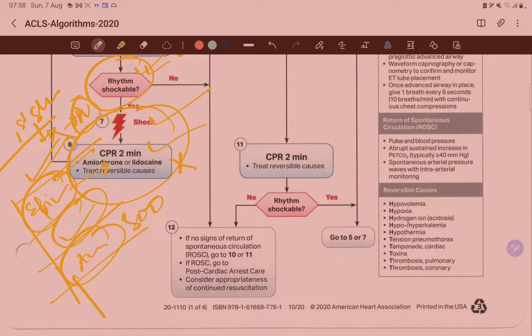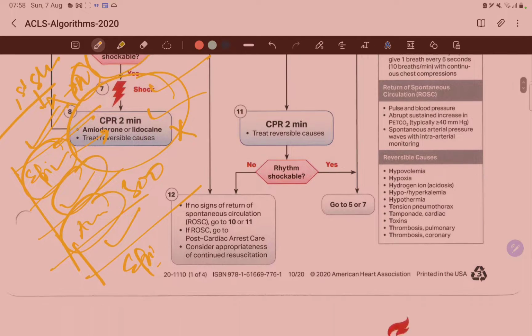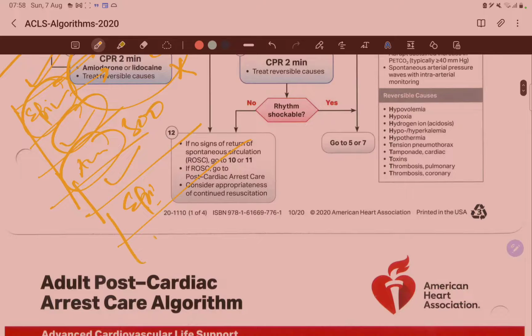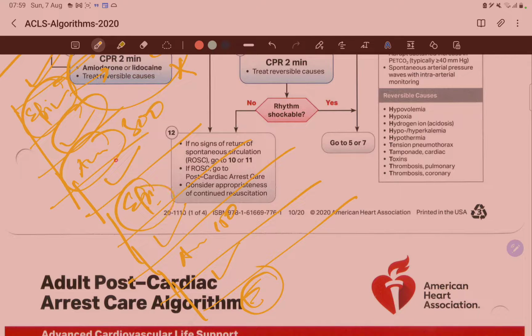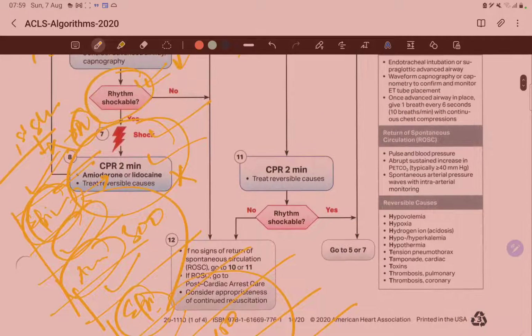Now the 3 to 5 minutes are over. After giving a shock again, we give epinephrine. If not revived, we give another shock and then amiodarone 150. Then again we give a shock, then we go for epinephrine. So epinephrine is given in alternate CPR cycles. Amiodarone only 2 doses, not more.